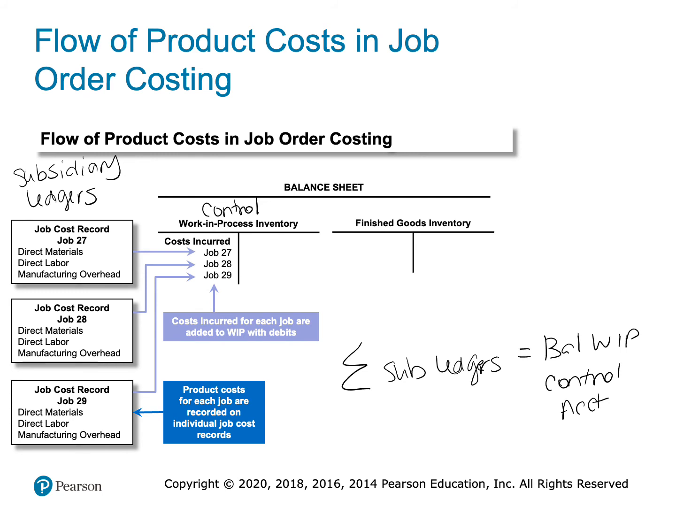So the rule is every time you put something into work in process, you have to also put it in a job cost sheet. Every time you put something in a job cost sheet, you also put it in work in process. And then when we finish the job, we'll move the whole job cost sheet out of work in process into finished goods.